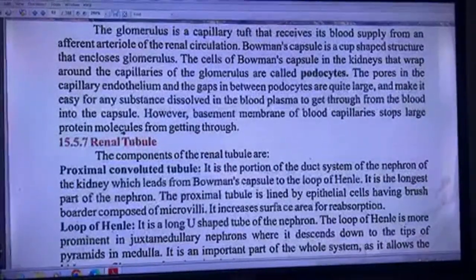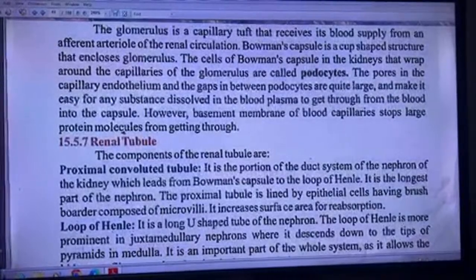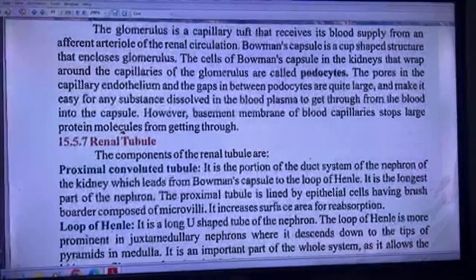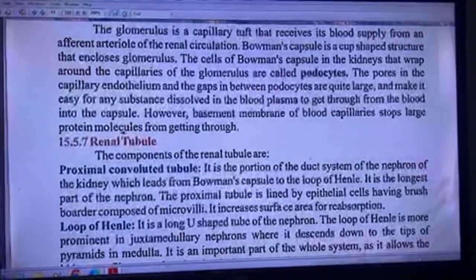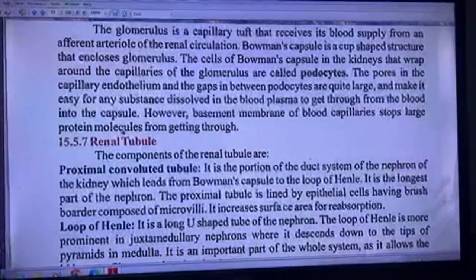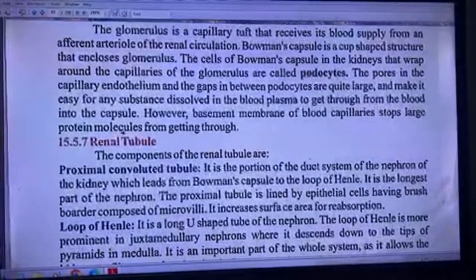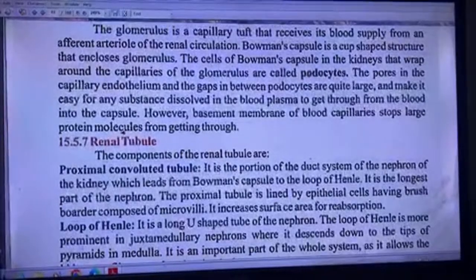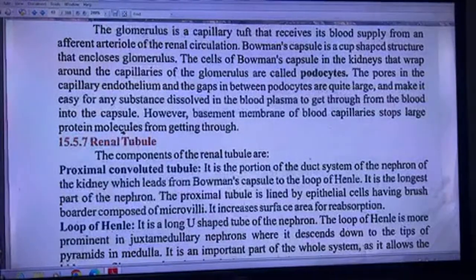The cells of Bowman capsule in the kidney that wrap around the capillaries of the glomerulus are called podocytes. The folds in capillary endothelium and the gaps in between podocytes are quite large and make it easy for any substance dissolved in the blood plasma to get through from the blood into the capsule. However, the basement membrane of blood capillaries stops large protein molecules from getting through.